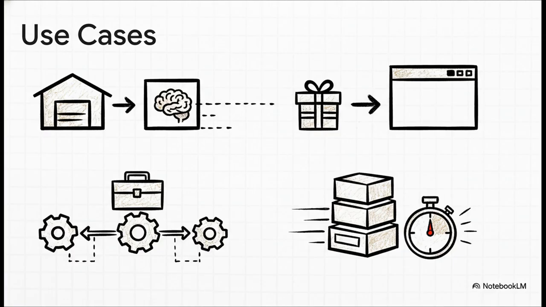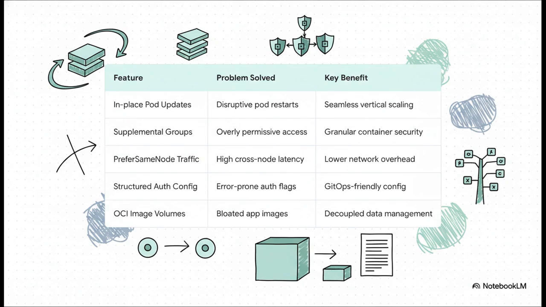I mean, think about it. Versioning and distributing machine learning models directly from a registry like Hugging Face, or shipping content bundles for your web apps. You could even use it to share common config files or utilities in your CI/CD pipelines. You're basically using the container registry you already have as this powerful, versioned file distribution system. It's brilliant.